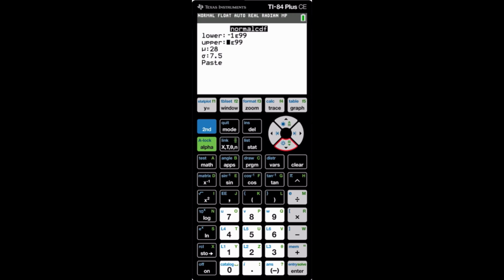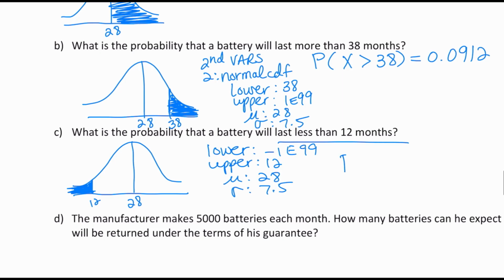Go to the upper bound, which in this case is 12, because we want the probability that the battery is going to last 12 months or less. Then the mean, of course, is still 28. Standard deviation is still 7.5. Press enter for paste, enter again. And so we have a probability of 0.0164. So the probability the battery lifetime is going to last less than 12 months is approximately equal to 0.0164.